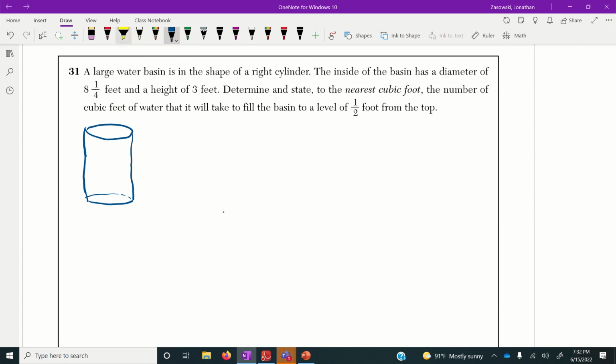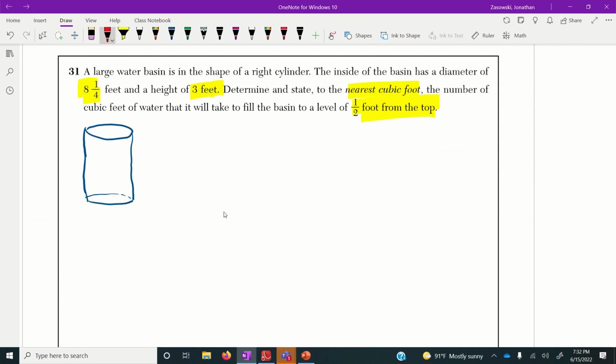Now, when we're reading, remember to focus on a few things, okay? Is it the same units? What are we trying to calculate here? So a large basin is the shape of a right cylinder. Inside the basin, the diameter is 8 and a quarter feet. The height is 3 feet. Determine, to the nearest cubic foot, so that tells me volume, the number of cubic feet of water it will take to fill the basin a half foot from the top. Okay, this is important.